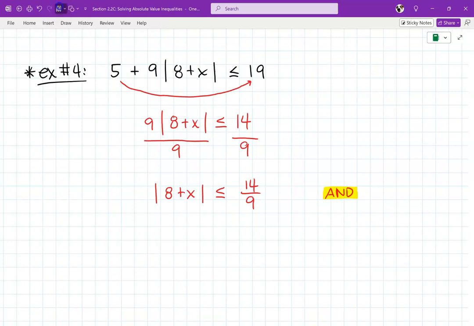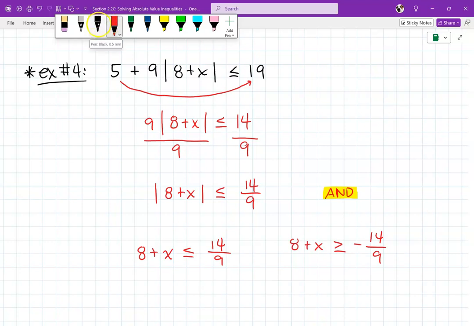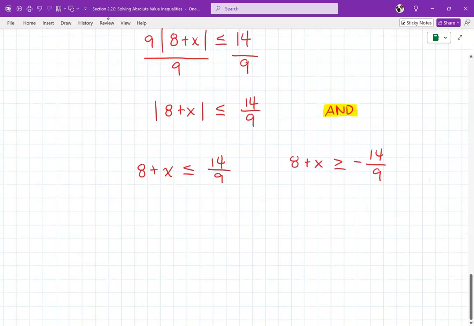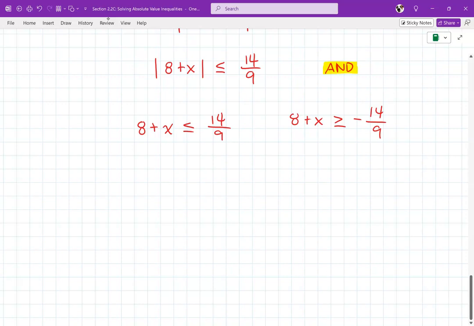So, all right. So here we go. One of the questions is going to be 8 plus x is less than or equal to 14 ninths, and the other one's going to be 8 plus x is greater than or equal to negative 14 ninths. Anybody have a calculator? If you do me a favor, bring it out. I'm pretty sure I could do it in my head, but if I can save myself a little bit of extra effort, I'd appreciate it. But, all right, let's subtract 8.